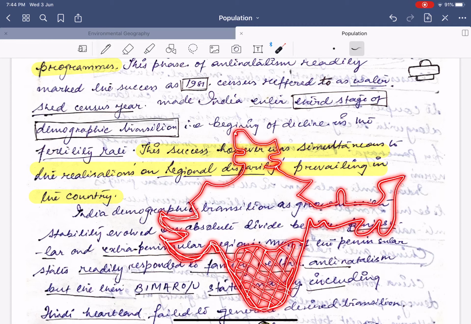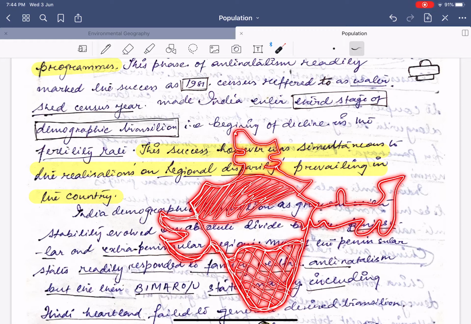The problem was with the Hindi heartland. What is this Hindi heartland? The entire area which is stretched from Rajasthan, Madhya Pradesh, UP, Bihar, Jharkhand, Chhattisgarh. Now, this was also called the Bimaru states. Now, these states did not respond so well to the program. Rather, the population increased over there, but population decrease was witnessed in the southern peninsular states.